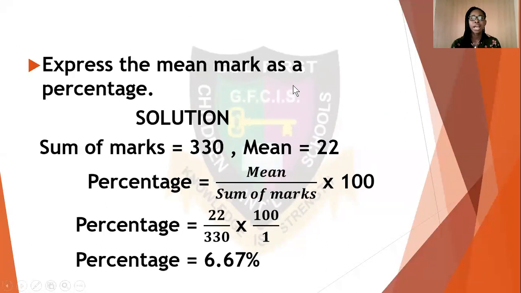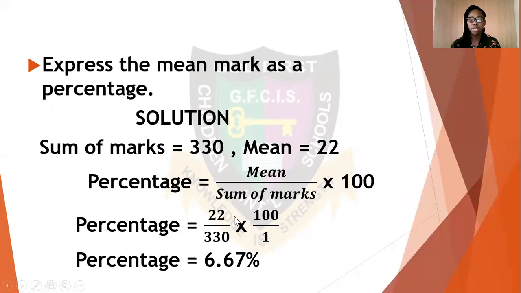Express the mean mark as a percentage. Solution: the sum of marks is equal to 330. The addition of all the marks given is equal to 330, and our mean is equal to 22. Percentage is equal to mean divided by sum of marks times 100.